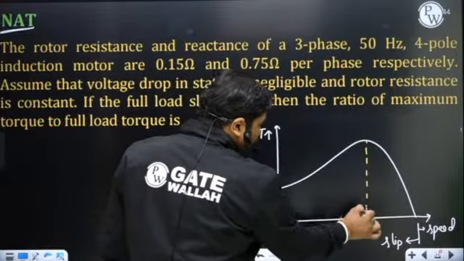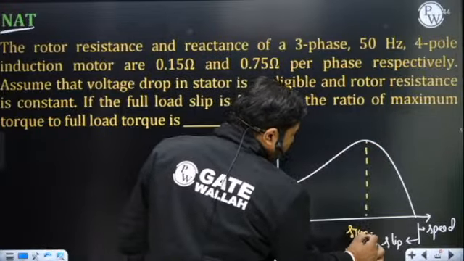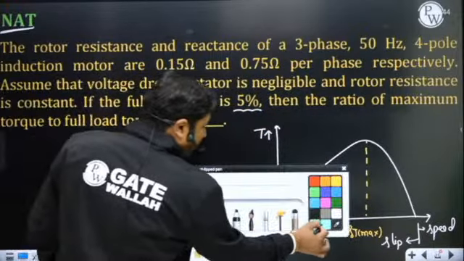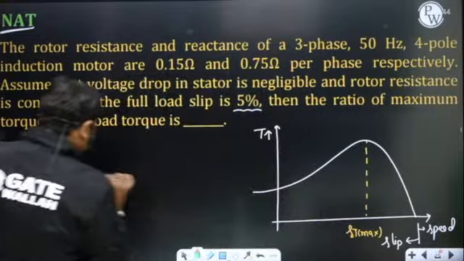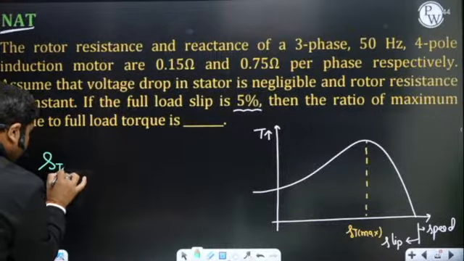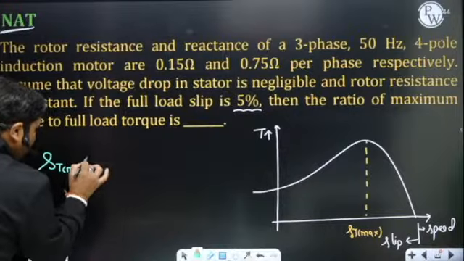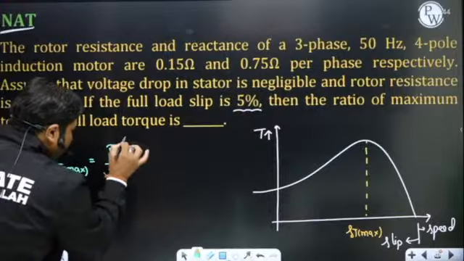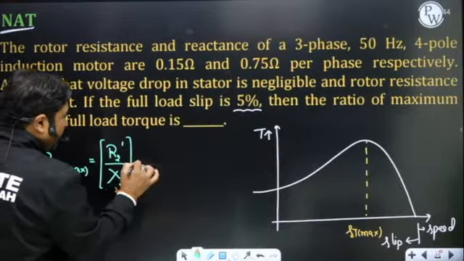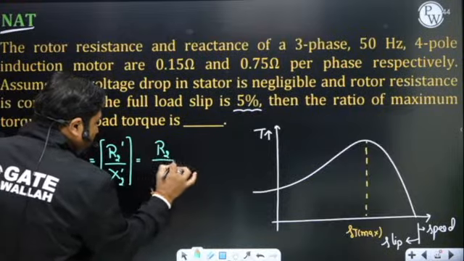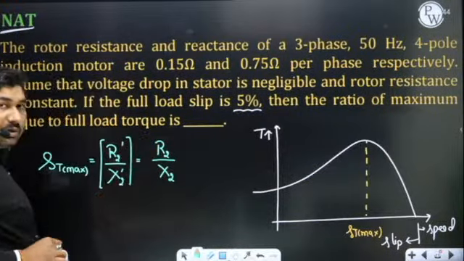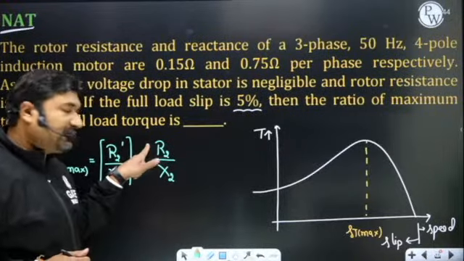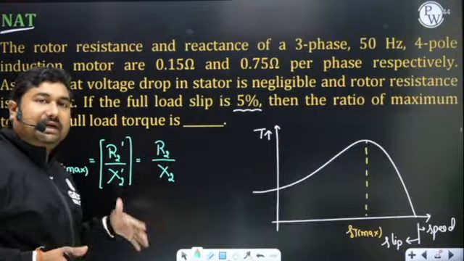This is the slip at which torque is maximum. In case the stator impedances are neglected, the slip at which torque is maximum is R2 dash by X2 dash, where dash shows the referred value to the stator side. However, it's a ratio, so you may write it as R2 by X2 also, because both will have the same reduction factor. If you are multiplying with a square on the numerator and denominator, it will give the same result.